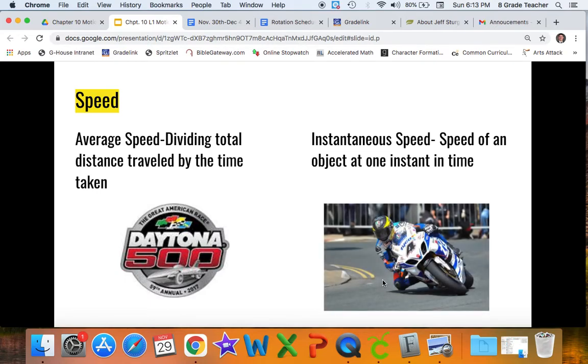Here's an example. In the picture down below, the average speed symbol shows the Daytona 500, in which the NASCAR cars are going 500 miles, and however long it takes them to go 500 miles is the average speed that they were traveling. In the second picture, you've got a bike that's racing around a corner. Because he's going around that corner, he's probably slowing down and not going as fast as he possibly could in the race. On a straightaway, he goes a lot faster, so his instantaneous speed is going to be at that specific instant. Two very different examples, but both calculated the same way: distance over time.